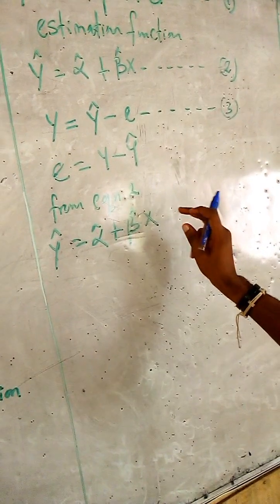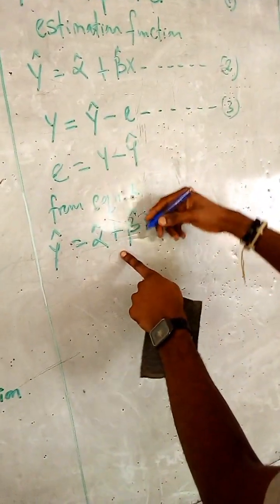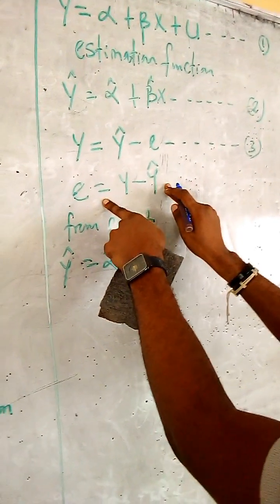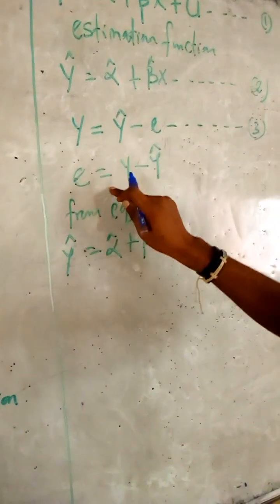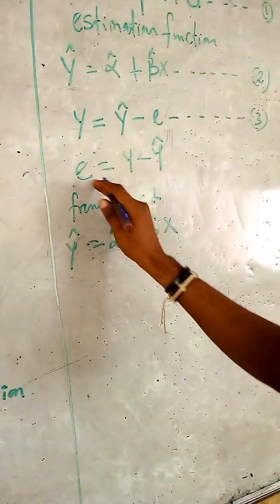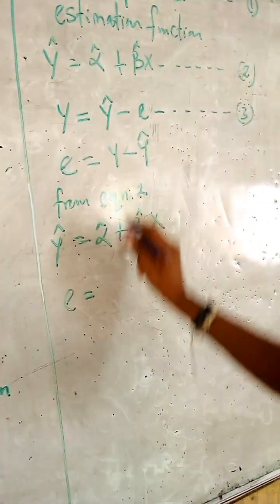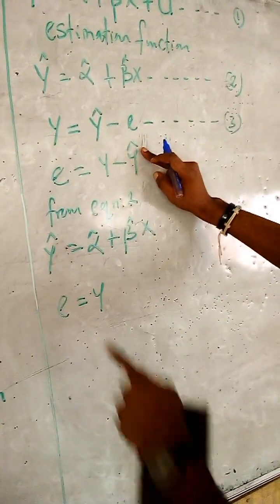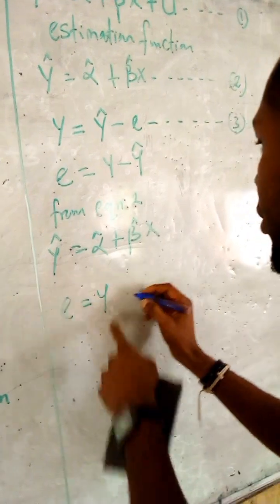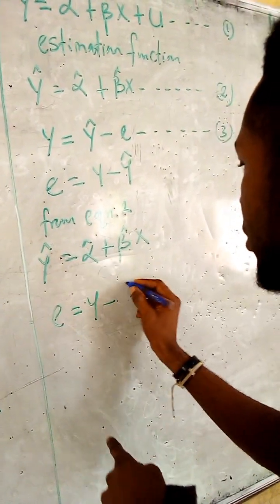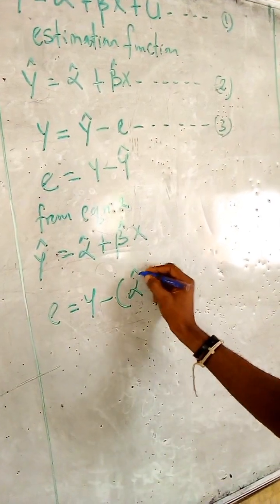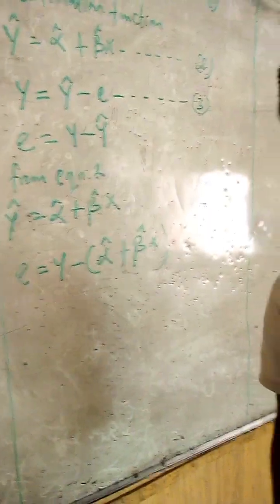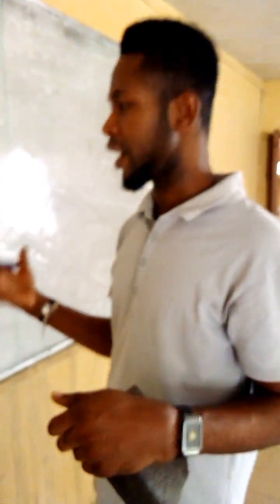So we want to put equation 2 into equation 3. This is our equation 2. We are putting it into equation 3. Equation 3 already told us that e equals y minus y cap. What's our y cap? y cap is equal to what? So just put it as minus, bracket, alpha cap plus beta cap x, bracket close. So this is the next step you take gradually.